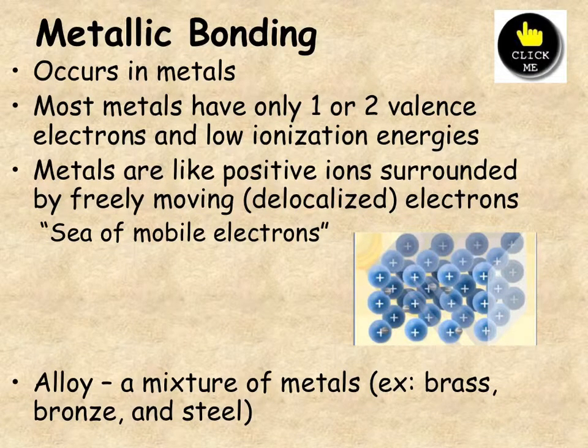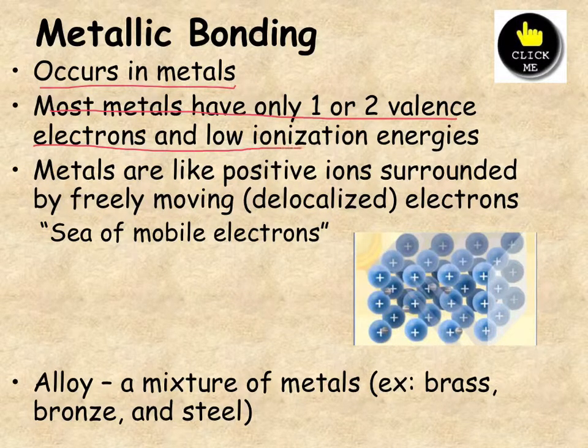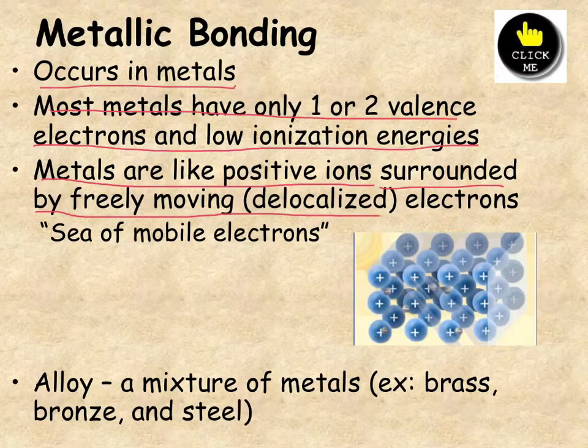Okay, our next type of bonding is metallic bonding, and metallic bonding only occurs in metals, right? And since most metals have 1 or 2 valence electrons, and they also have low ionization energies, in other words, low energy associated with removing the electron from the outer shell, you can think of metals as a positive nucleus surrounded by a sea of freely moving delocalized electrons. In other words, a sea of mobile electrons.